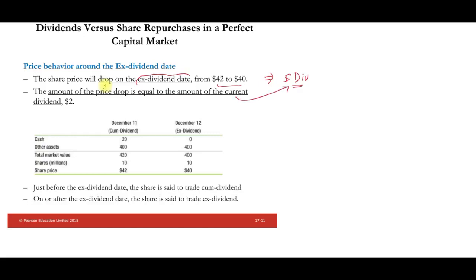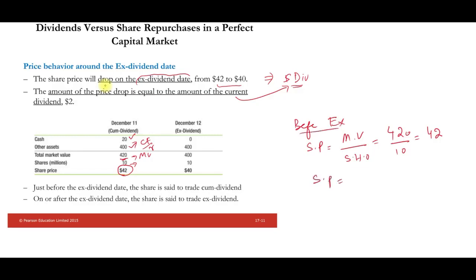So this is the summary. Before December 11, that is before paying the dividend or before the ex-dividend date, the company had 20 million in cash, and other assets were 400. How did we get it? It was actually CF divided by R. So this was the total market value of the company, and the total number of shares is 10 million. Total market value divided by shares outstanding would be the share price. If I ask you what the market value share price is, you can calculate it in two ways. Number one, market value divided by shares outstanding is equal to 420 divided by 10. The answer would be 42. But this is before the ex-date.